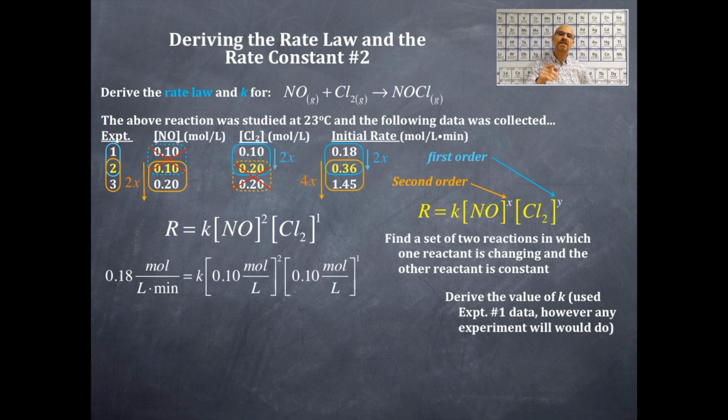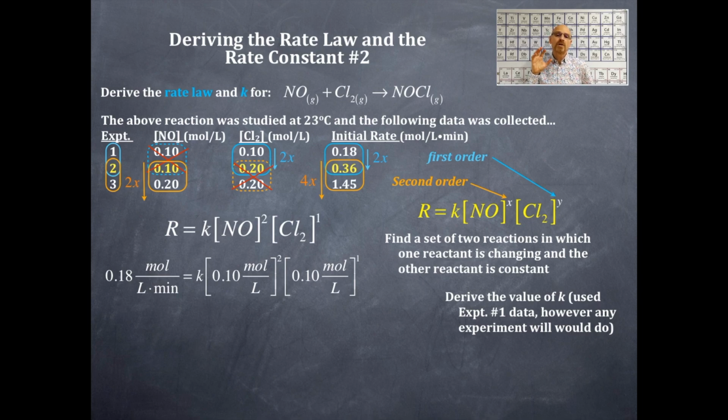Okay, so here is the data from number 1 plugged into that rate law. The R, that's the rate, okay, and that's 0.18 moles per liter minute, is equal to k. I'm solving for k, and the NO concentration for experiment 1 is 0.1 moles per liter, and that's going to be squared. Don't forget about that squared term. And then the concentration of the Cl2 is 0.10 moles per liter, and that's to the first power.